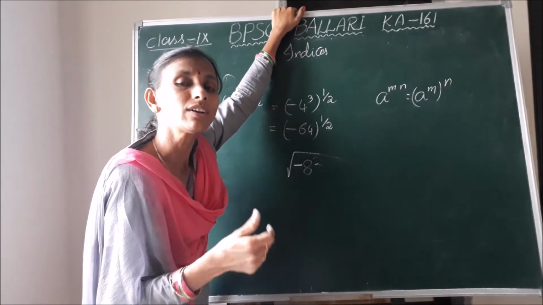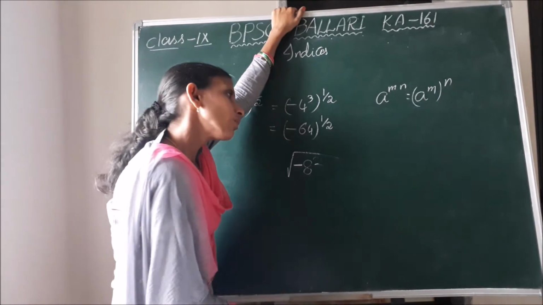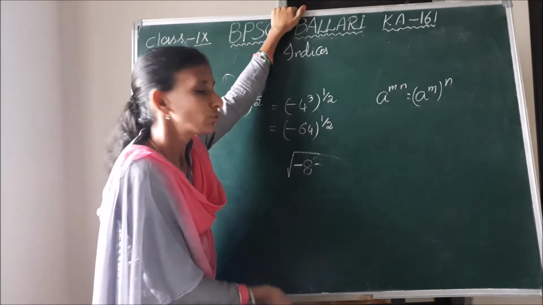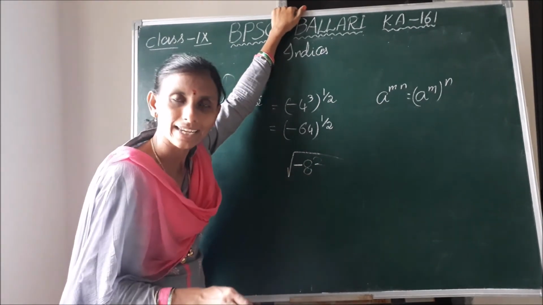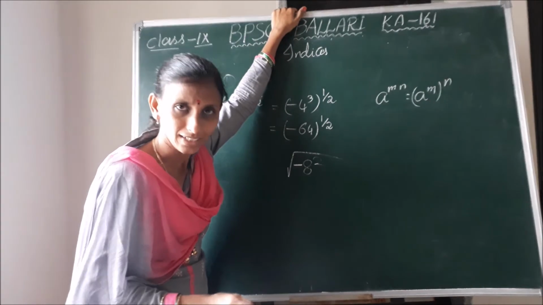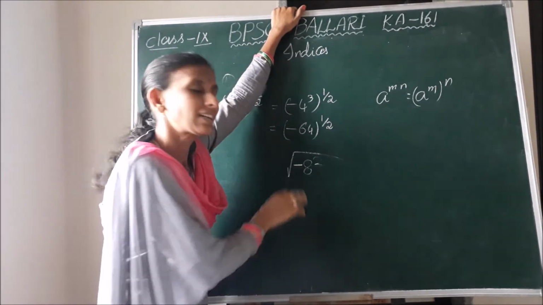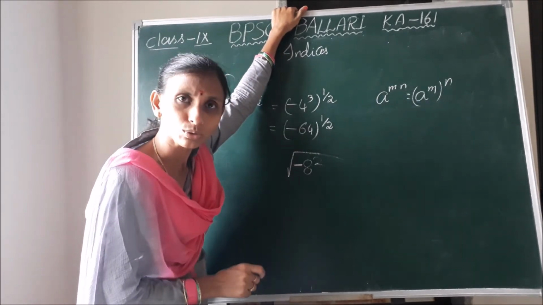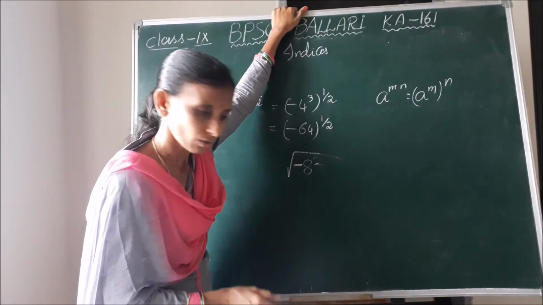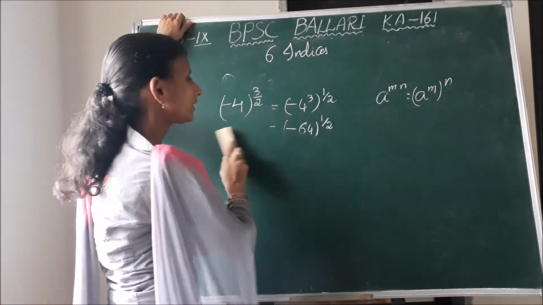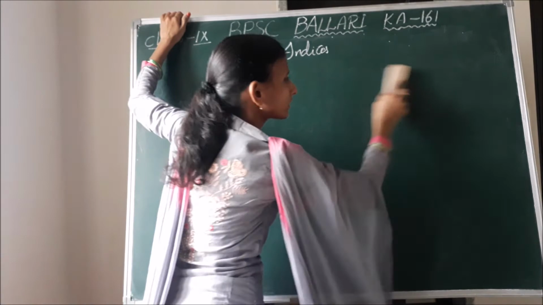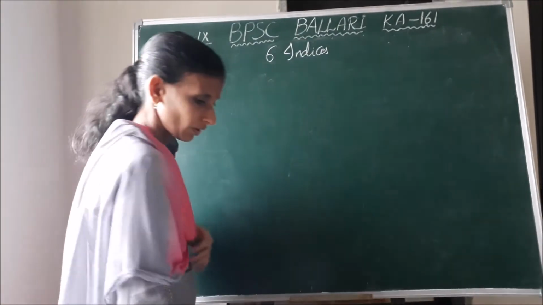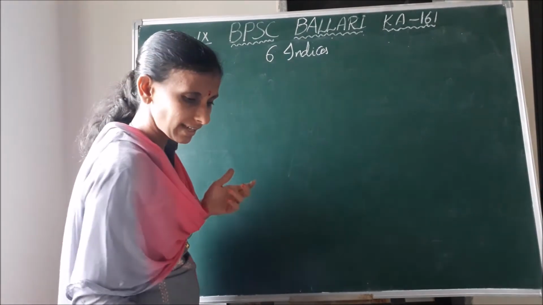Whenever we get the square root of a negative number, we cannot find its value. Though the square root of 8 square is 8, as it is negative, it is not defined. So if we get a negative under the root, then it is not defined. This is how we find the values when the power is rational, that is, in the form of a fraction. Now, shall we go with the exercise?